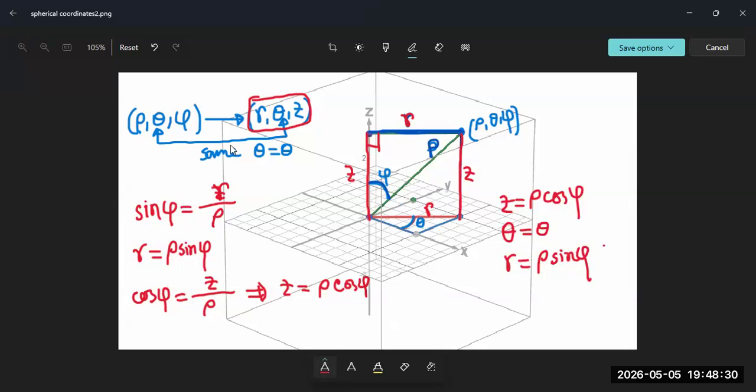So by this transformation, we can express any point in the spherical coordinate system in the cylindrical coordinate system. So these are the transformations. You just need to know all of the transformations given in this chart.